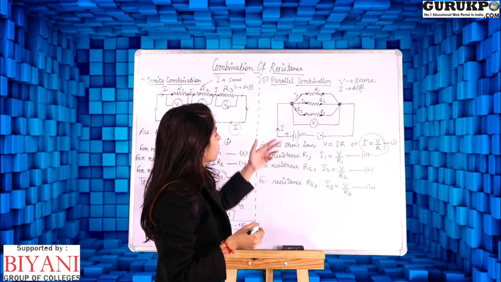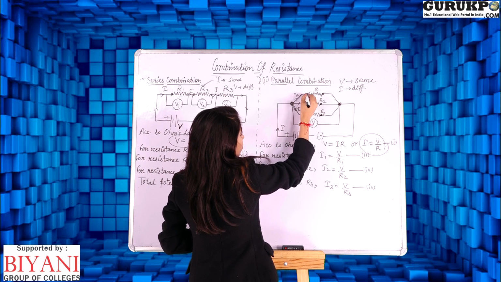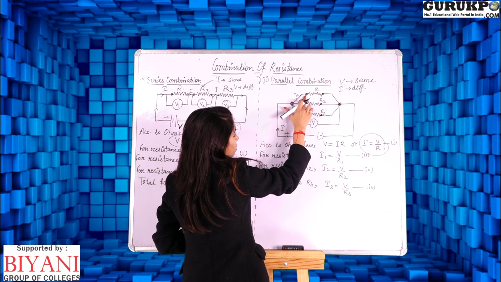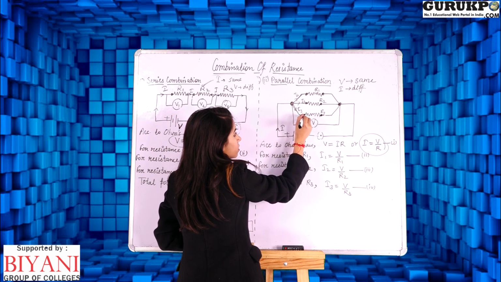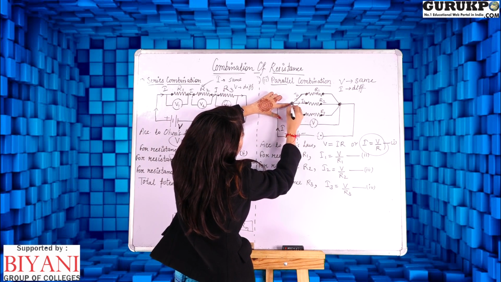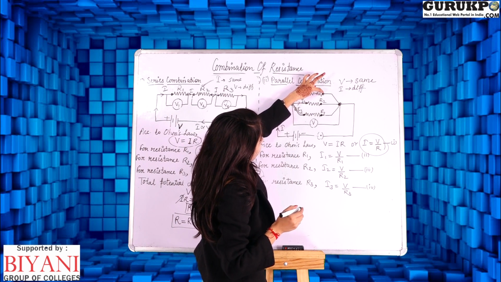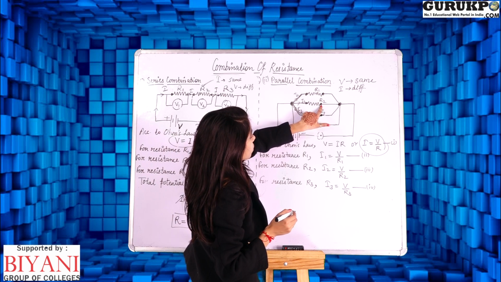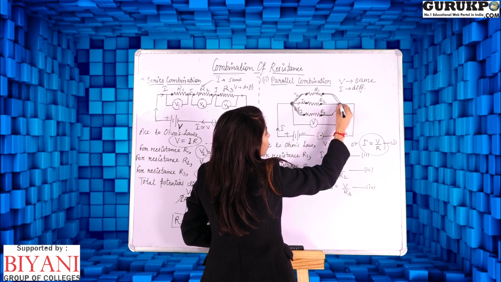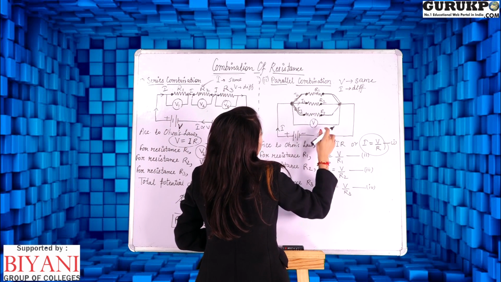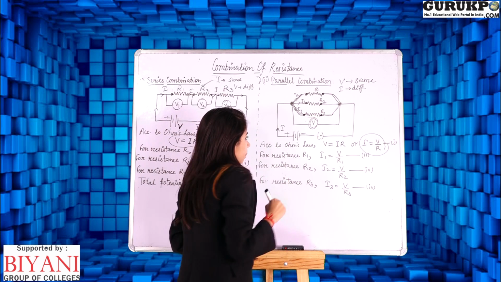Now let us come to the circuit. In this parallel combination circuit, the first end of resistance R1, the first end of resistance R2 and the first end of resistance R3 are connected to a common point. Similarly, the second point of resistance R1, the second point of resistance R2 and the second point of resistance R3 are connected to a single point, and the potential difference across the 3 resistances is V.